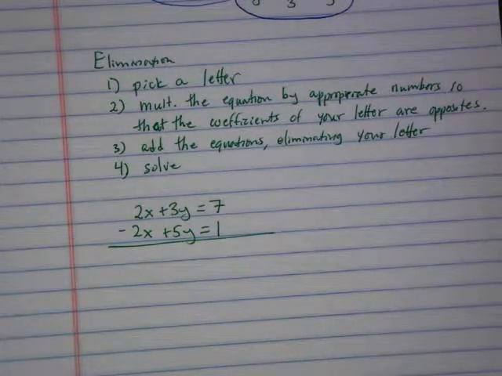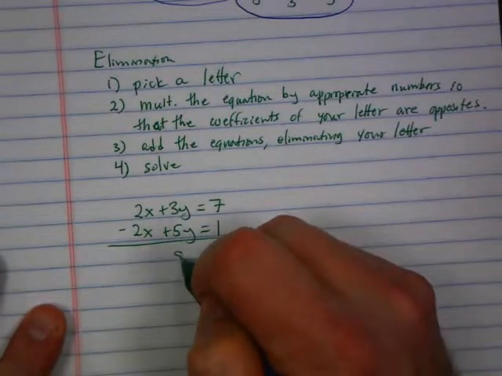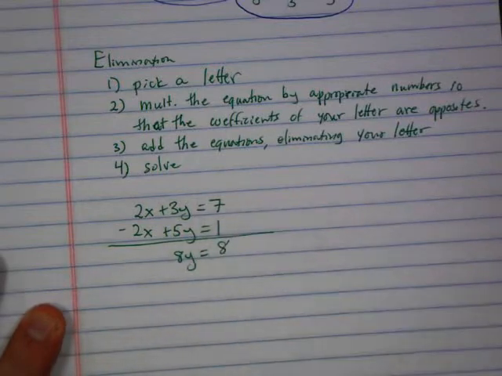8y equals 8. Yeah, because what's 2x minus 2x? 0, right? The x is added up to 0, and that's why it's called elimination. We just eliminated the x. We made it go away. 3y plus 5y is 8y, and 7 plus 1 is 8.